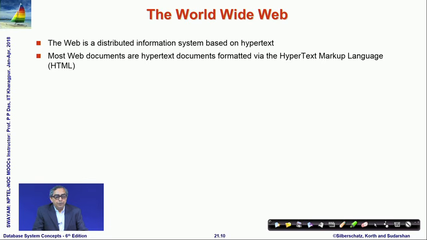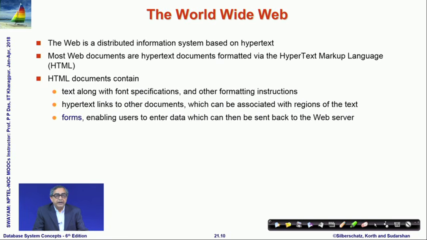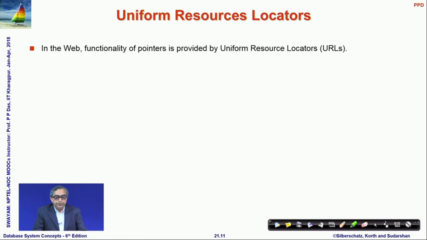And typically most web documents are hypertext documents which are formatted in terms of what we know as HTML, hypertext markup language. You will be familiar with that, I am sure. So, they contain text, and along with that they can have other components like images, video. The text has specifications for font, color, style, all that, and in addition there are forms which can be used to enter data and send them back to the web server.